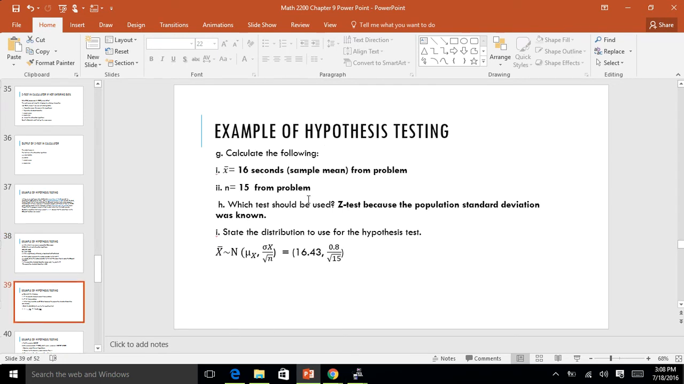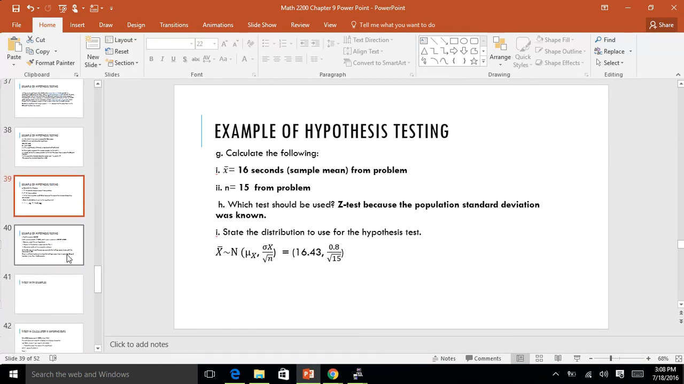From the problem, the sample mean was 16 seconds because that's how he did for those swims, and my n is 15. What test can be used? Again, a z-test because the population standard deviation is known. Then I can do my distribution again: X bar tilde N, where population mean, comma, population standard deviation over the square root of sample size. I just plug that in. That's how you enter that and answer it.